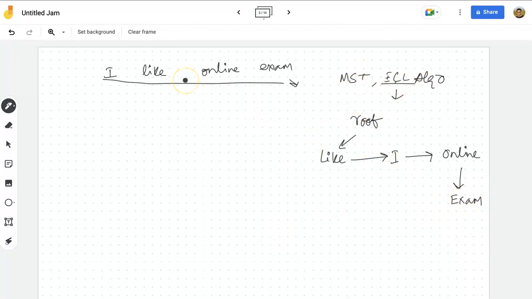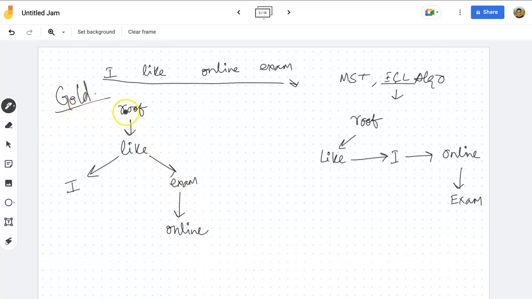Now, what is the actual parse tree? If you see it correctly, the actual parse tree is quite simple. Root will be there. So what is the root? Root is the verb. So like is the root. Then like will be connected to I, and also like will be connected to exam, and then exam is connected to online. So this is your gold parse. Okay, this is given.